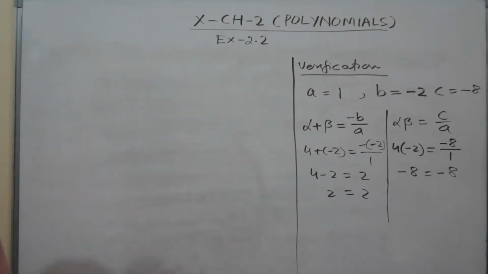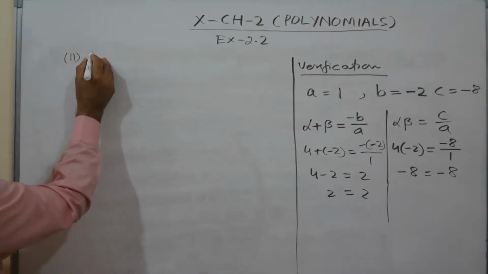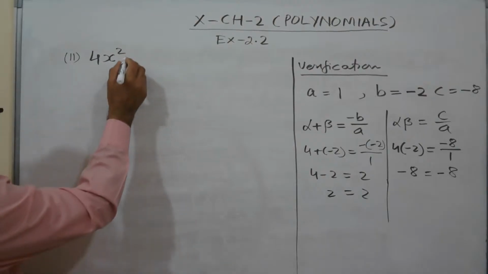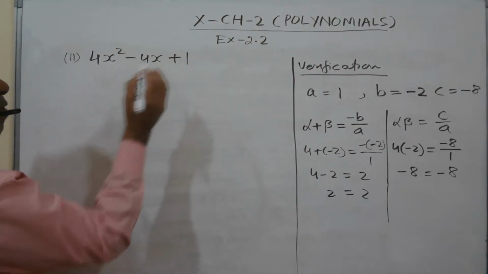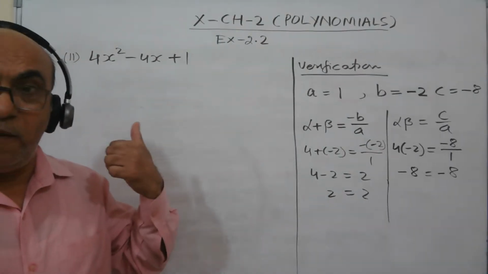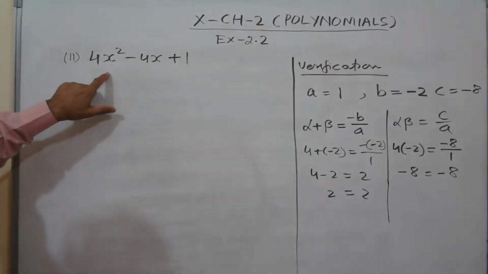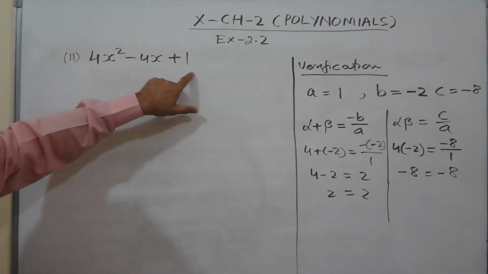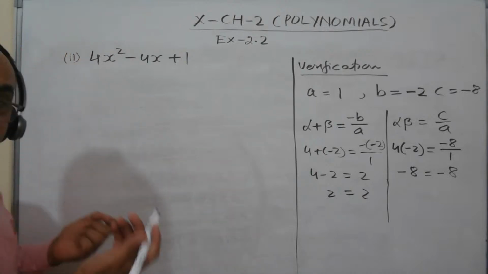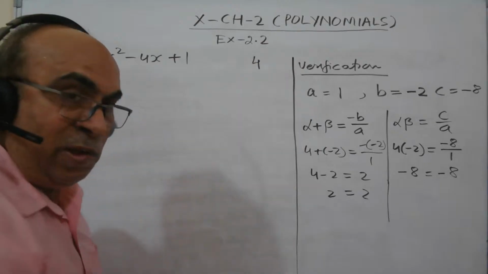Now the second question is, it is written in textbook 4s square, but I will write 4x square minus 4x plus 1. Look here. This is a quadratic equation. It is in standard form. Yes. Why? x square, then x, then constant term. This is the first step of factorization. What is the second step? Multiply these two. What is the product? 4.